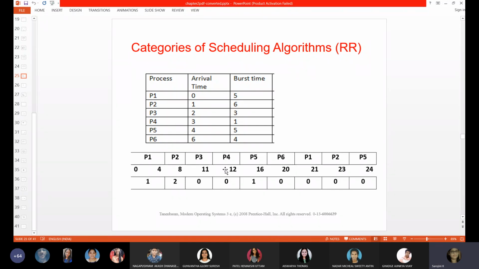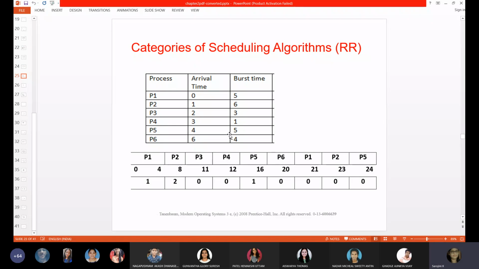Okay. So in the first cycle, now P5 entered. P5's CPU burst time is what? 5 milliseconds. So P5 enters with 5 milliseconds, but only 4 milliseconds it will get to execute on the CPU. 12 millisecond to 16 millisecond. 1 millisecond remaining for P5. Okay. And then P6 enters.